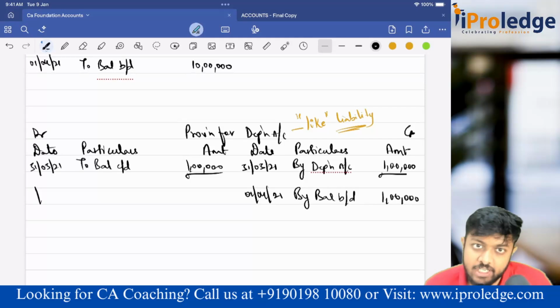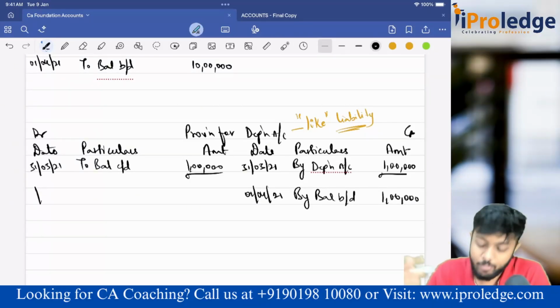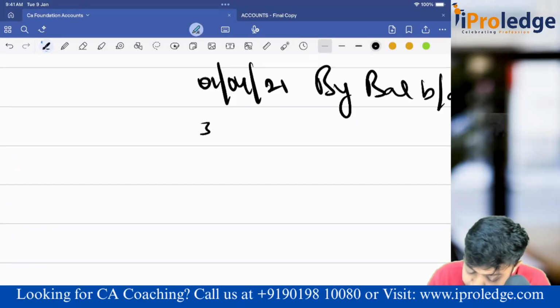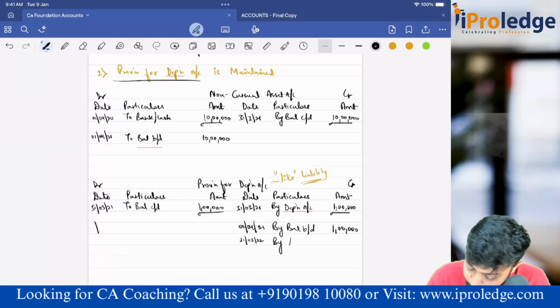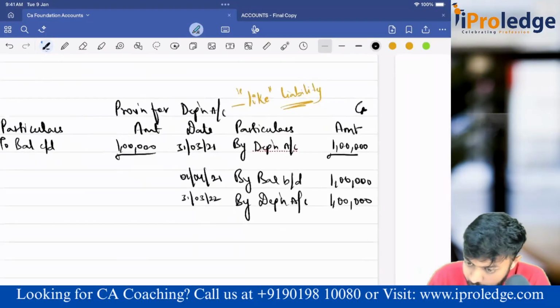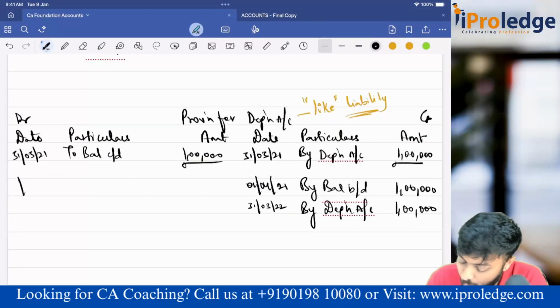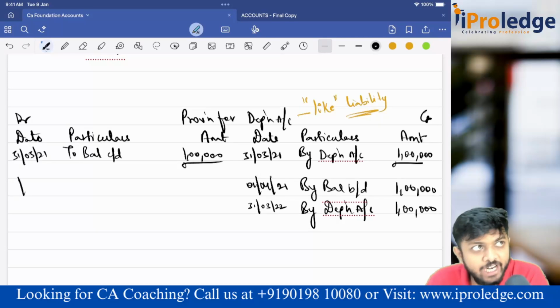While doing the sale, again we have different steps. Step number 1: give depreciation till the date of sale. So how will we give depreciation under this method? Depreciation to provision for depreciation. 31/3/22, by depreciation account, 1 lakh. So I have given depreciation till the date of sale.